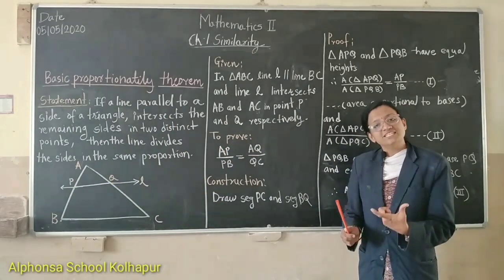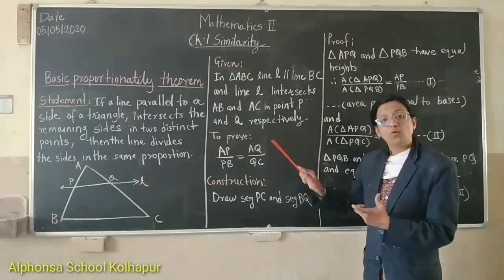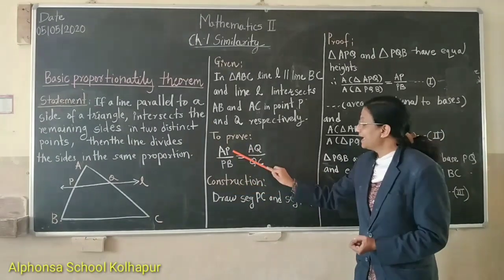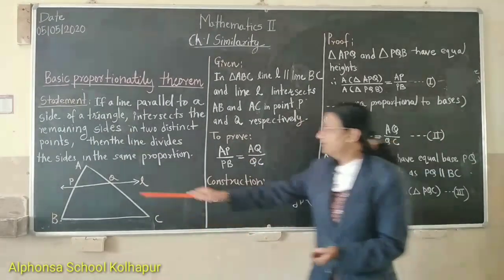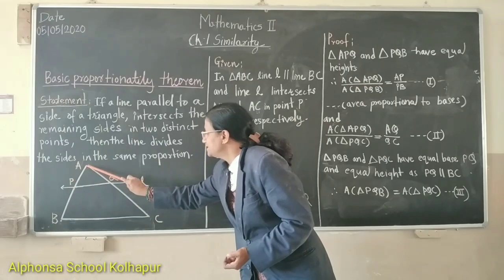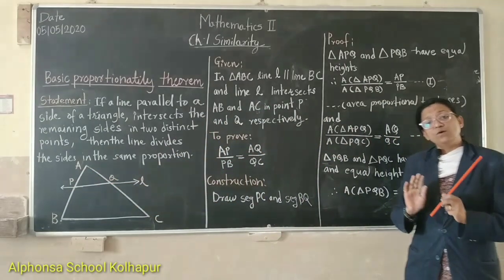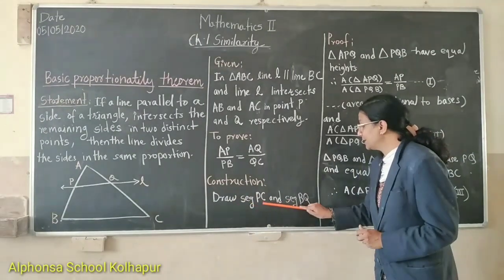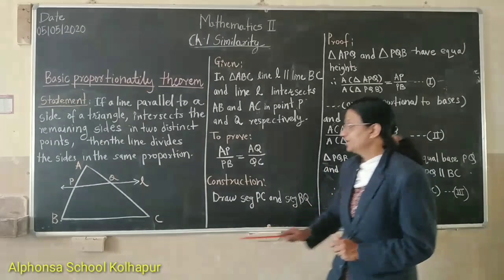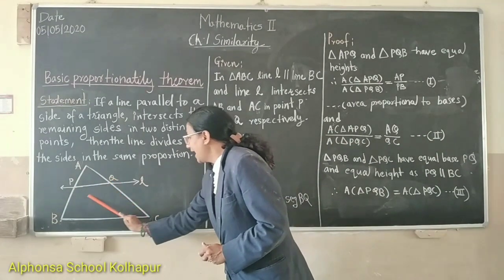Then comes the next part of the theorem, that is, to prove. What do we have to prove here? We have to prove that AP upon PB is equal to AQ upon QC. For this, we go for some construction. What is the construction? Construct segment PC and segment BQ. We have to join P to C and B to Q.